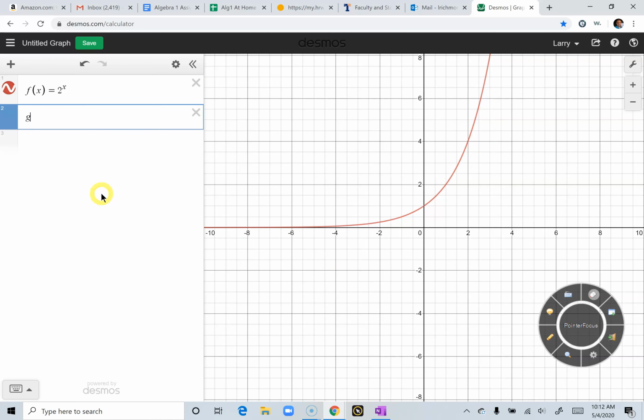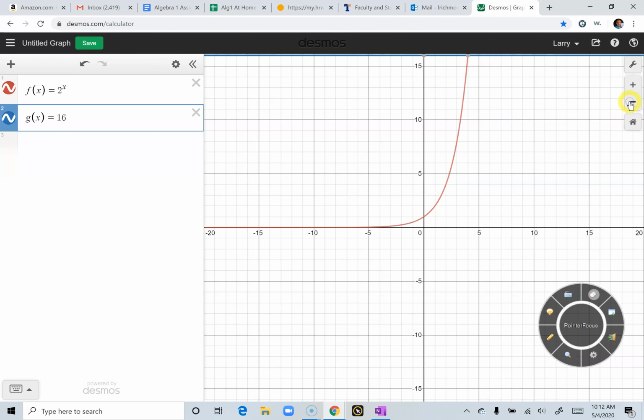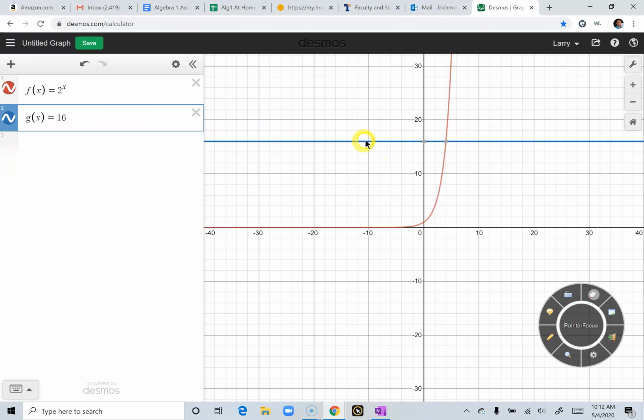And secondly, we'll graph g of x to be the constant 16. So this is the function y equals 16. We can't see it. It's a horizontal line at 16. We just need to scroll out a little bit, and here we see it. A horizontal line right through 16. Well, the solution is the x value at the point of intersection, 4. At an x value of 4, f of x and g of x are equal. G of x is always going to be 16.